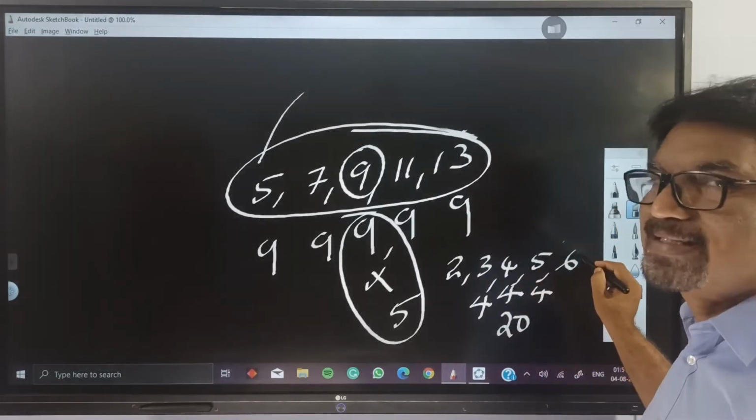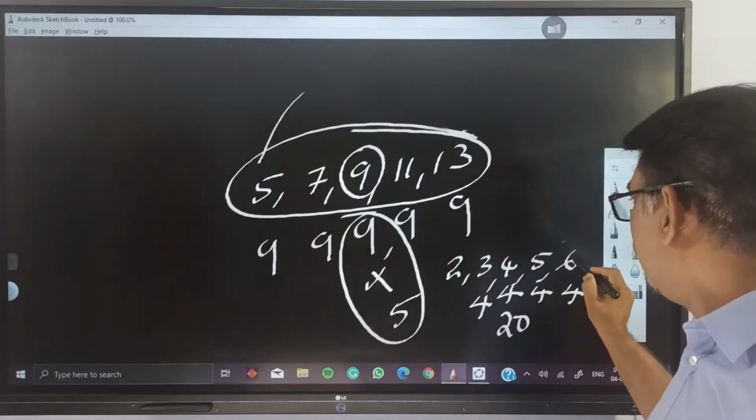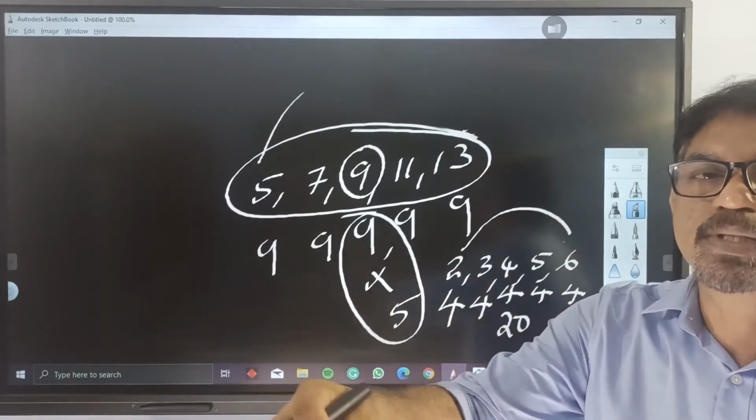This is 4, this is 6. Therefore, this is 2 more than the middle term. Therefore, take that 2 to make it 4 and give that 2 to this number to make it 4. Therefore, we can convert all the elements into the middle term.